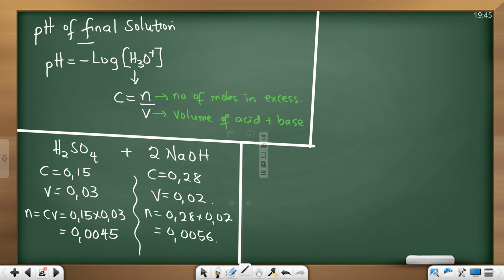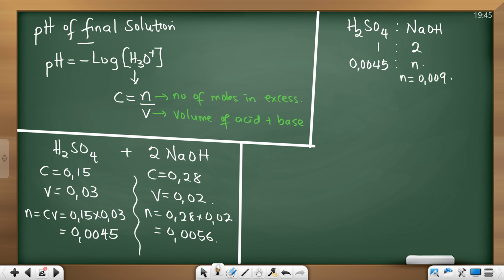So this is what I mixed together, but I don't know which one is more. To find out which one is more, I need to use what? Mole ratio. So I'll start from any one of them. Let's first write our mole ratio, H2SO4 and sodium hydroxide. What's the mole ratio? 1:2. We don't know, so we have to guess first. Let's use H2SO4. 0.0045 to N. Can we cross multiply? N will be what? 0.009 moles.